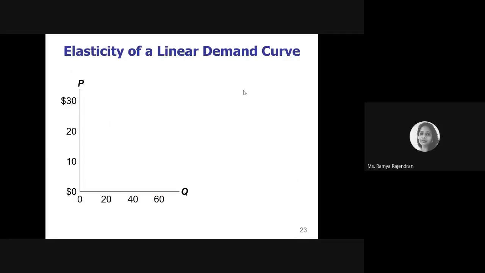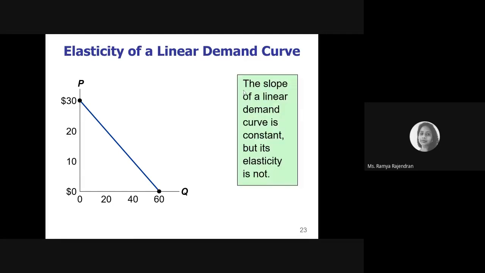Okay, so let's look into the elasticity of a linear demand curve. We have been discussing this linear demand curve earlier. Here the slope of the linear demand curve is constant. In the previous curves we saw the elasticity might change, and here the elasticity is also changing, like the previous examples, but the slope is constant.